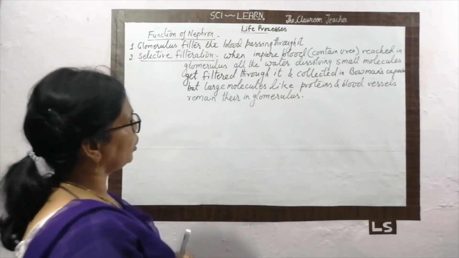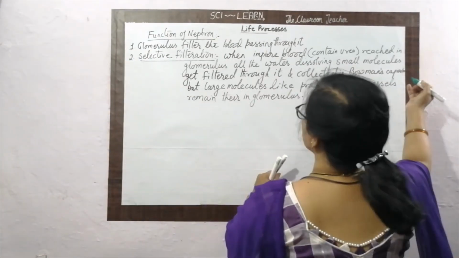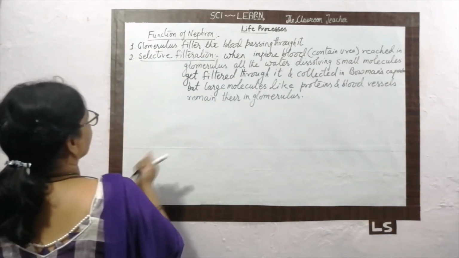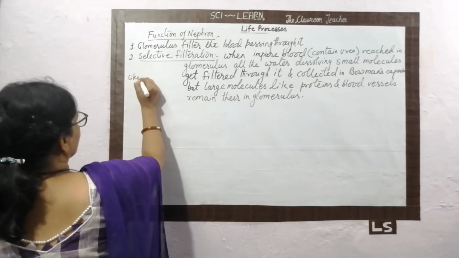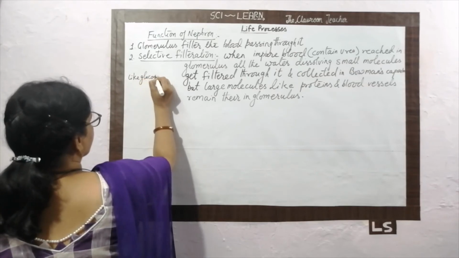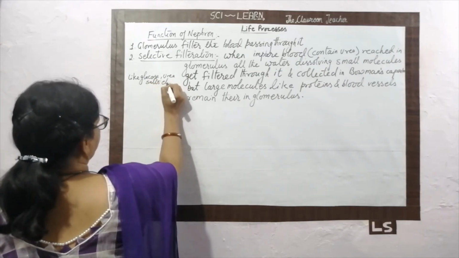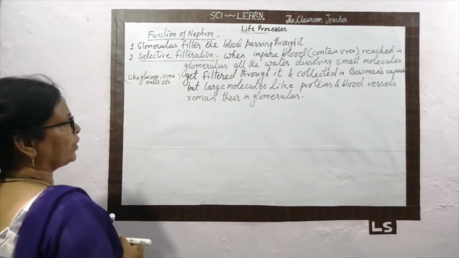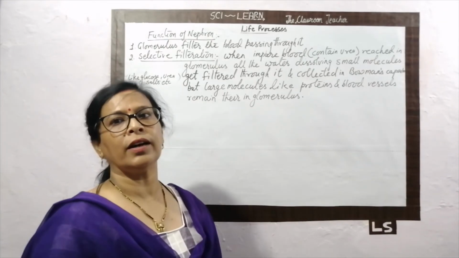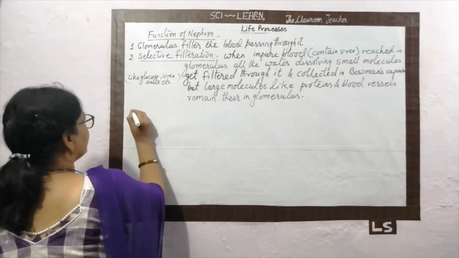Okay, what are the small molecules? Small molecules, you must write here, small molecules like water, like glucose, urea, salt, etc. get filtered through it, and the large molecules are retained in the glomerulus. So it is called the selective filtration.